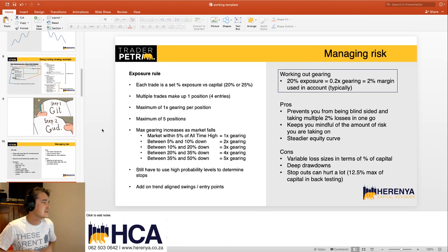So there is such a thing called the exposure rule. The basic premise here is that it's a rule that restricts the amount of risk that you can take in any given moment. Okay, so I'm going to use an example here.